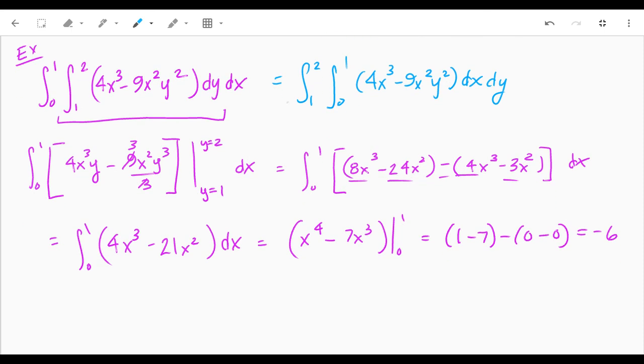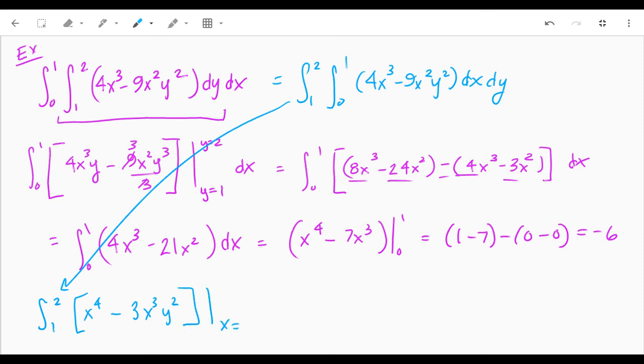So if we were doing this, let's see here, we would have 4x to the 4th over 4, so x to the 4th, minus 9x cubed y squared over 3, so 3x cubed y squared. And we'd evaluate that from x equals 0 to x equals 1. And then take our integral with respect to y.